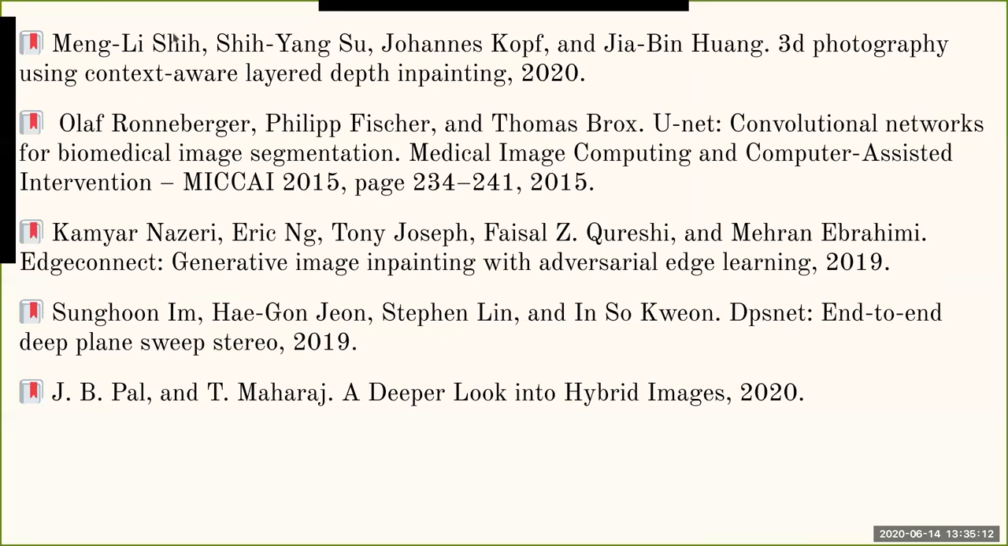So these are the papers. This is the paper which I have cited, which I have written based on. This is the paper for UNet. This is the paper for EdgeConnect. This is the paper for DSPNet, and this is my paper, which has got something like the kernel methods and all the stuff.